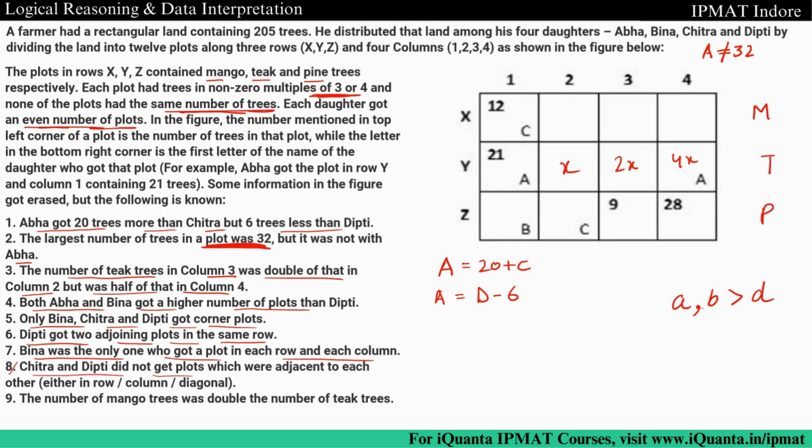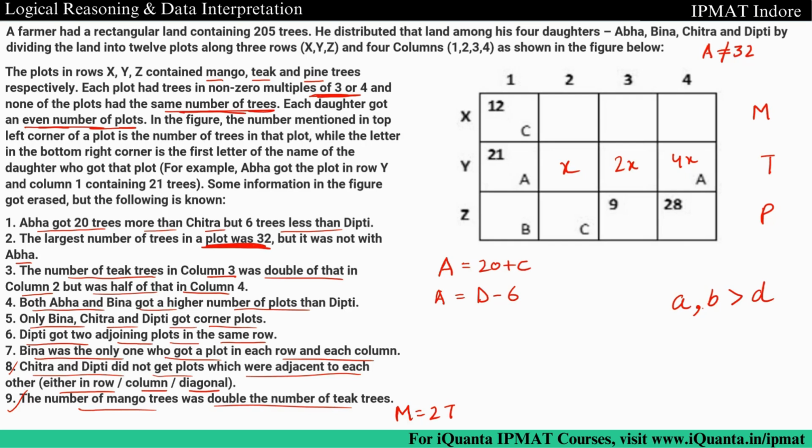Chitra and Dipti did not get plots which were adjacent to each other either in row, column or diagonal. So again, this is a very important point. Whenever you assign plots to these people, you will make sure that they are not adjacent to each other along the row, column or diagonal. The last clue is the number of mango trees was double the number of teak trees. So mango trees will be 2 times the teak trees.